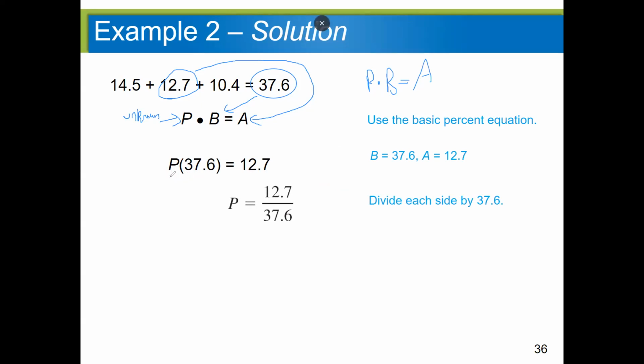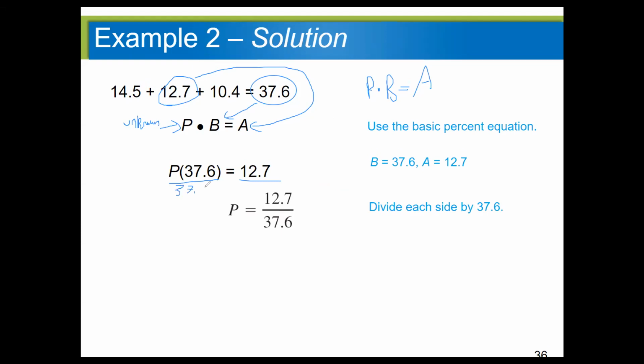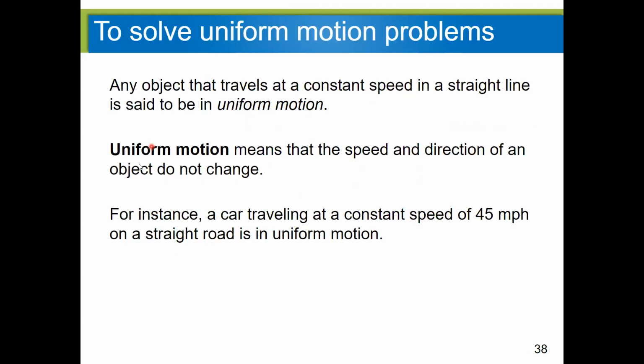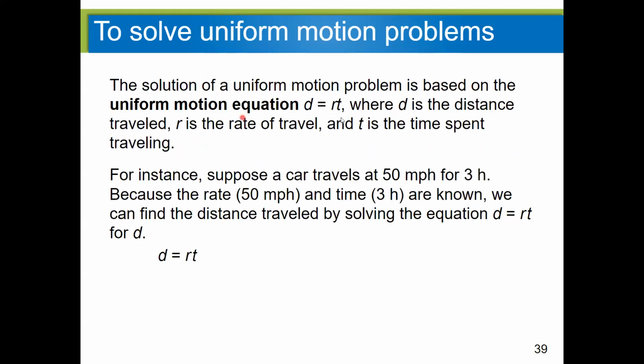And what they're doing here, which they didn't show you, is dividing both sides by 37.6. When they do that, they cancel out the 37.6 on the left side, giving you just a letter, and then a math equation on the right in which to solve. When you solve that math equation, you get about 34%. Excellent. Good news. Uniform motion, another example problem. D equals RT, distance equals rate times time.